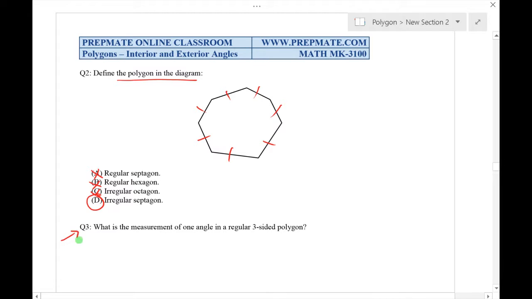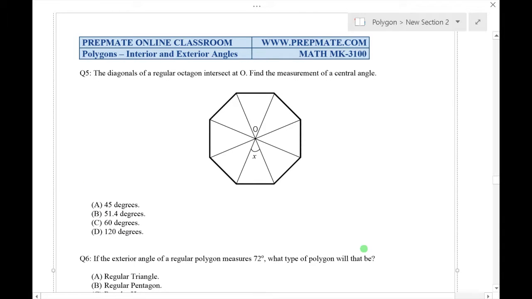Question number 3. What is the measurement of one angle in a regular 3-sided polygon? Give me a break. So I'm going to draw a regular 3-sided polygon, which would mean that all the 3 sides measure the same. And what is this called? An equilateral triangle. Okay. So we know that they should measure 60. Come on, we don't have to spend time on this. Okay. So let's move on to the next question.